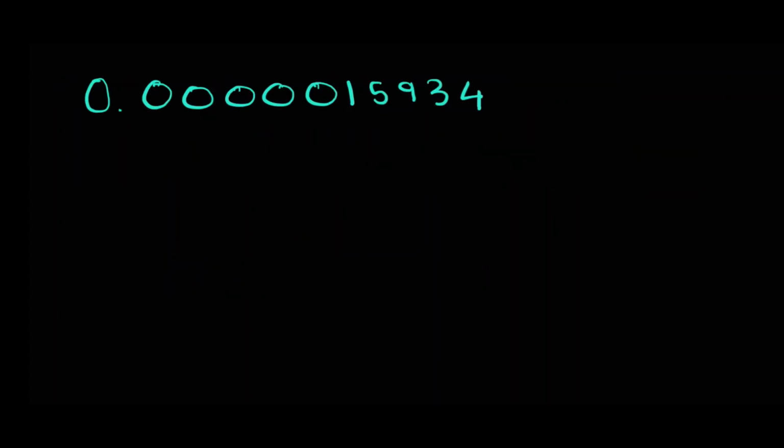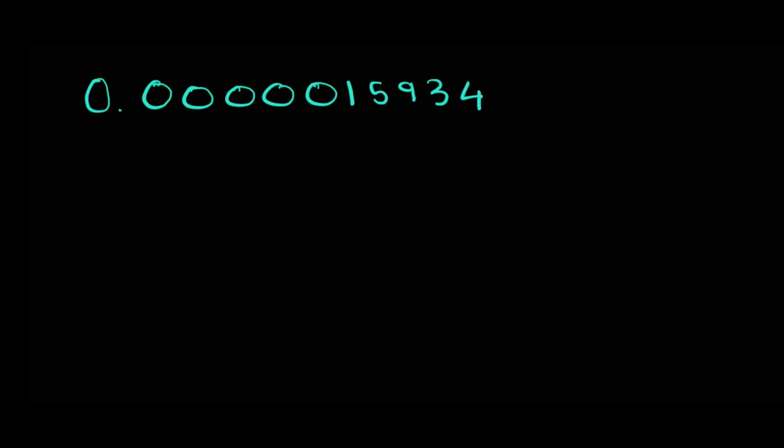Now finally, I think we need to do an example with a very small number. So try writing 0.00000015934 in scientific notation to 3 significant figures, remembering that the power is positive for moving the decimal point left and negative for moving the decimal point right. So try that one.